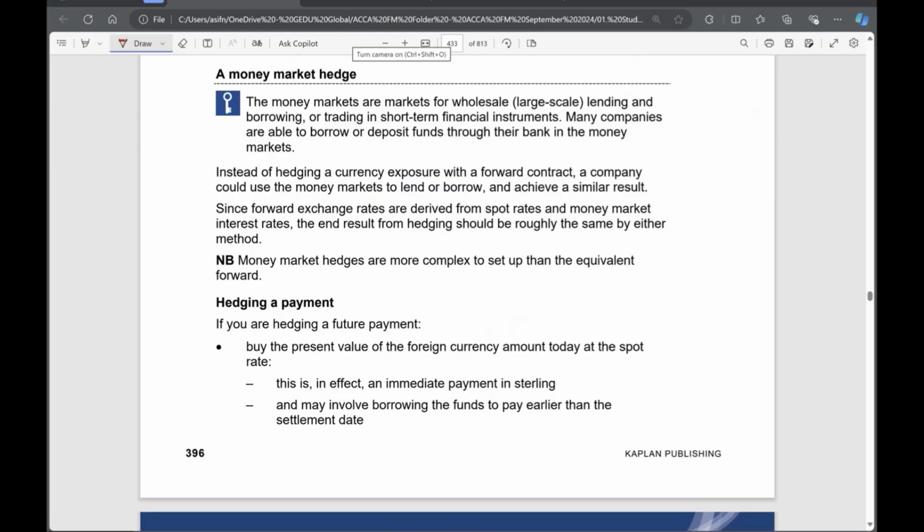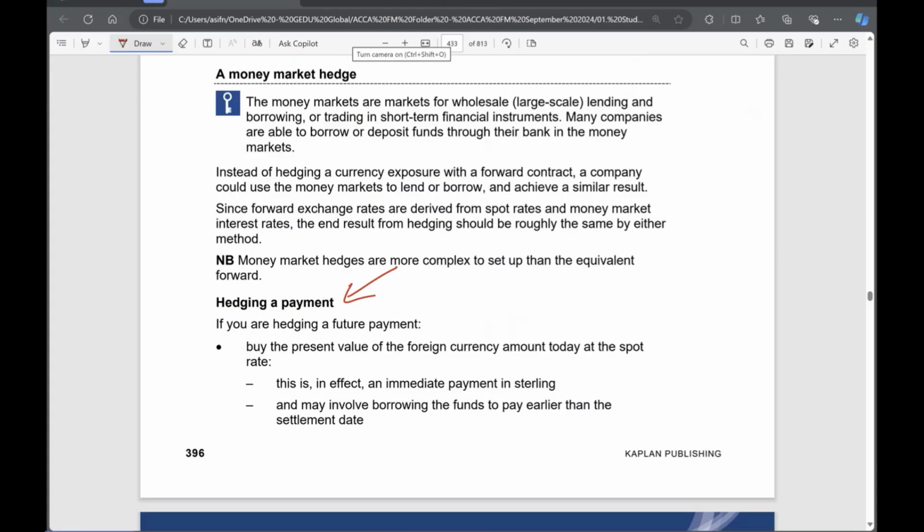How? Look, we have two different types of money market hedging, different for payments and different for receipts. First of all, we will learn how to make a hedge for payments. How can you make a hedge for a foreign currency payment in the future?